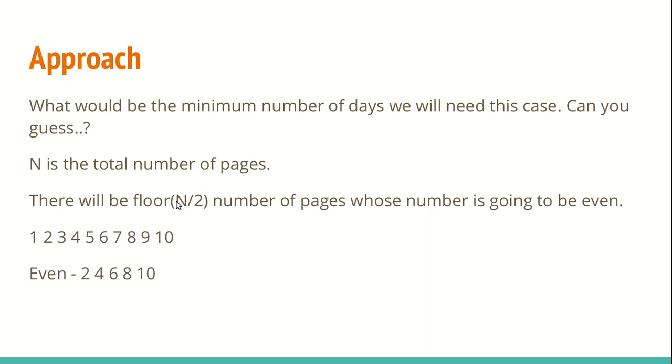Let's say n is the total number of pages. Then there will be floor of n by 2 pages whose number is going to be even, right? If n is even, then we have exactly n by 2 even numbers out of n, and if n is odd, then we have floor of n by 2 page numbers as even. So this many pages have an even page number. Let's say n equals 10, then we have 5 pages whose page number is even: 2, 4, 6, 8, 10.